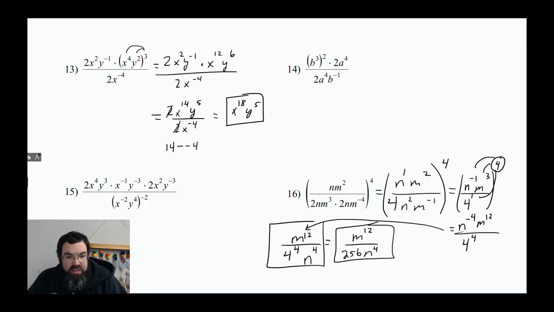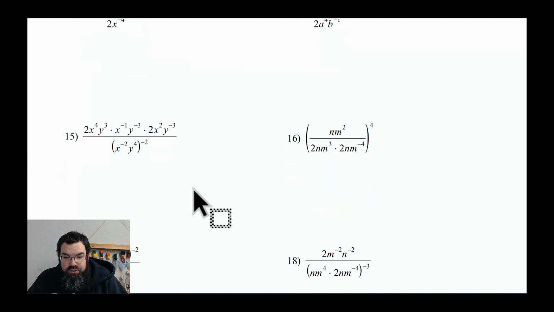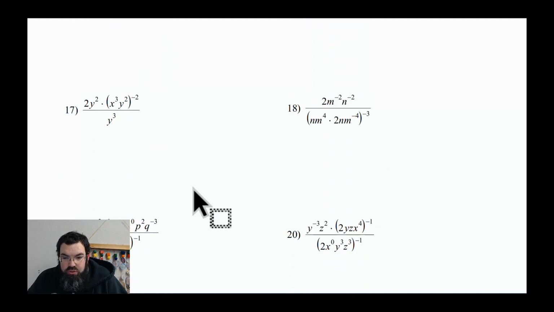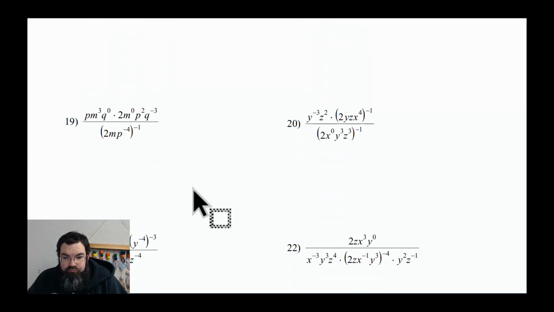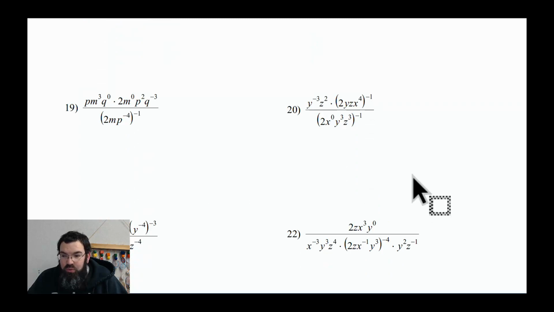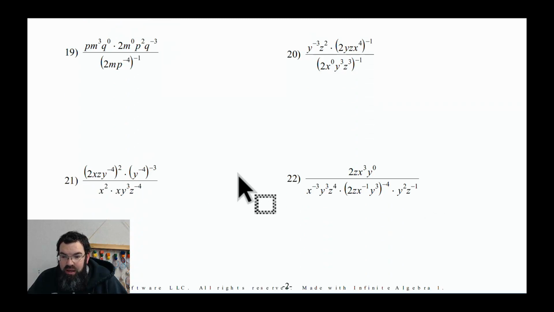Let's move on to get some harder ones. I'm going to skip those two. Let's do 22 as the last one, and let's call it a day after that. Okay, here we go, 22.